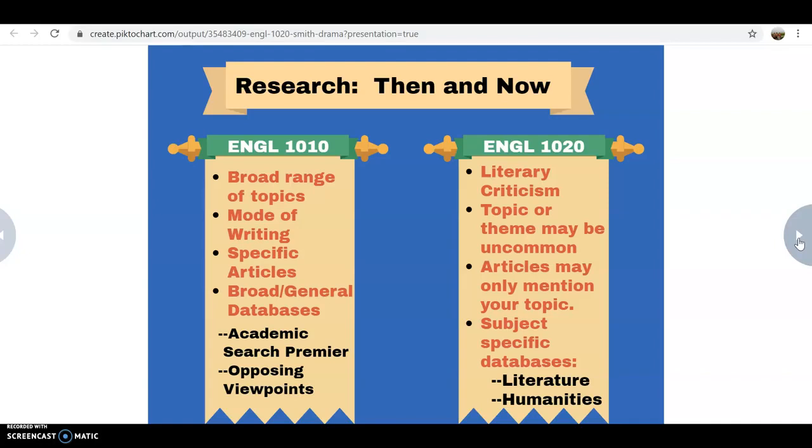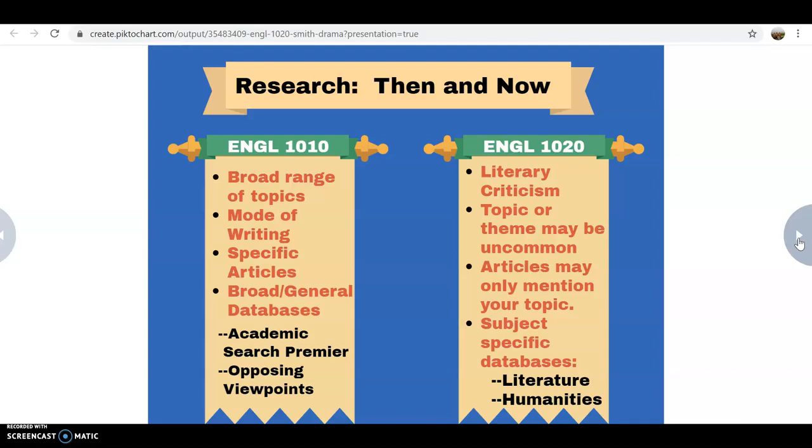But I really think this type of research is easier in many aspects, and I'll get to that in just a second. We're going to be using databases that are subject specific, so literary databases and humanities databases. That's also better in that you're going to get fewer results than you would in those big broad databases, so you have less to sift through, which is a good thing.